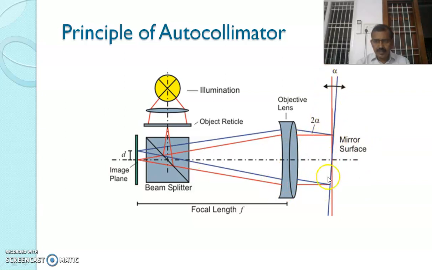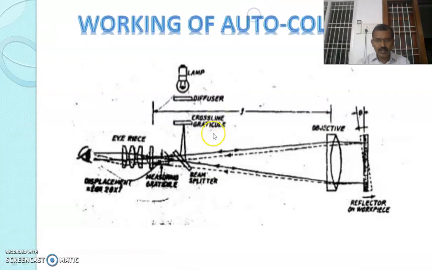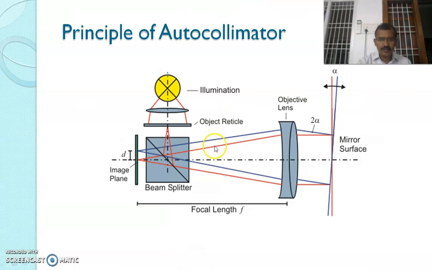The red rays hit the perfect reflector at 90 degrees, so they are perfectly reflected. Again they reach the same path, come to the beam splitter, and reach this place, where there is a microscope which can measure the angular displacement, and there is no deviation.